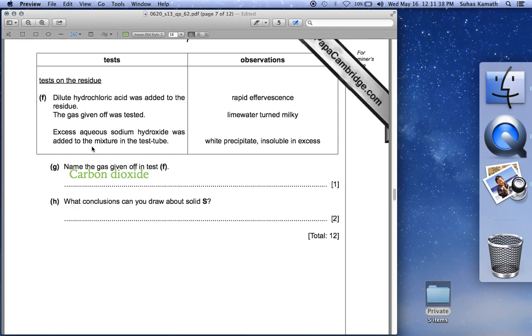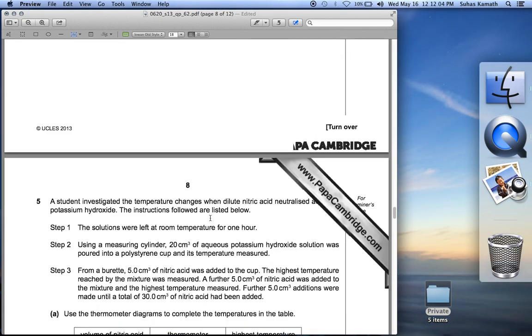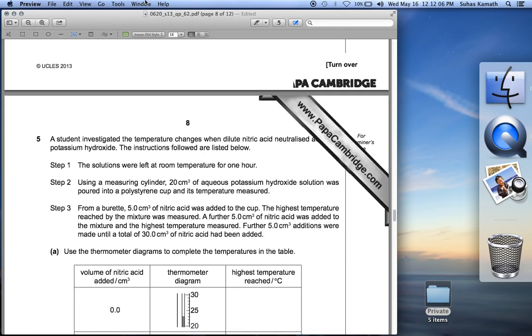It cannot be zinc because it's soluble. It has to be calcium. It is calcium carbonate, CaCO3, limestone. Is right. It is calcium carbonate, or just write CaCO3. So let's go to number 5 and let's change our color again to black.